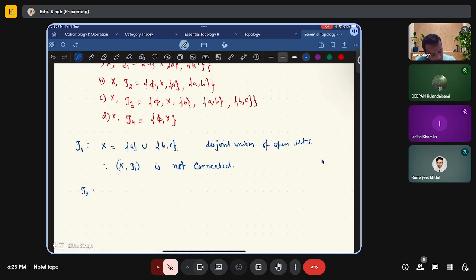In the second case, you cannot write. X has three elements a, b, c. But it is clear from this topology, you cannot break this space into two disjoint open sets. For example, if you choose {a}, there is no open set {b, c}. If you choose {a, b}, there is no open set {c}. So you cannot break X into two disjoint open sets. Therefore, this is connected. With respect to tau 3, you see whether it is connected or not.